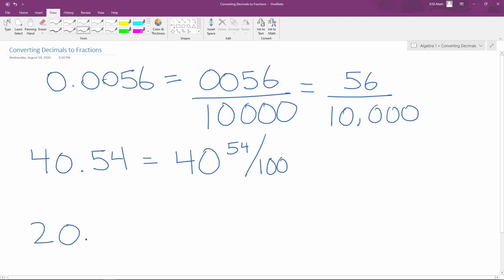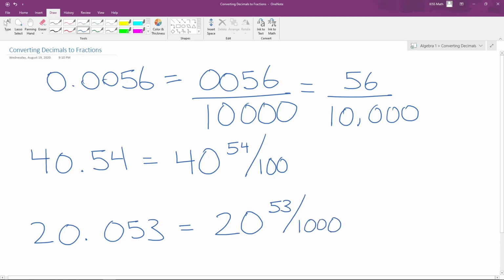Here's another one, 20.053. So 20 is your whole number, and your fraction is 53 over 1,000. And this reads as 20 and 53 out of 1,000.